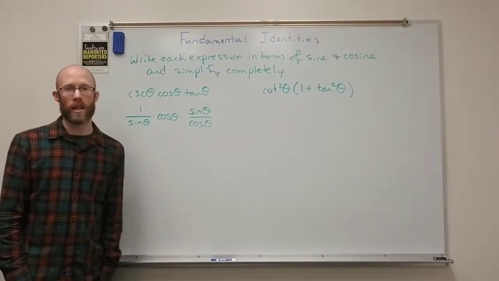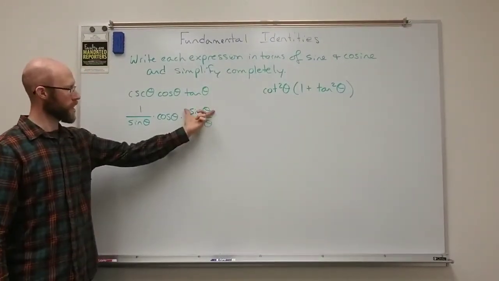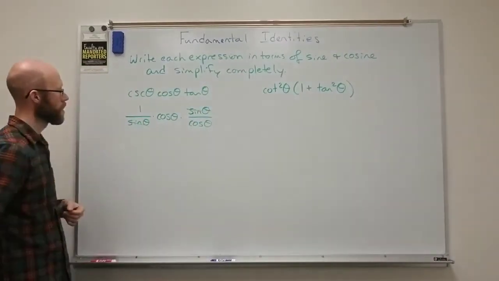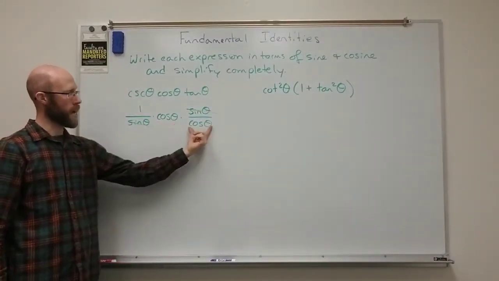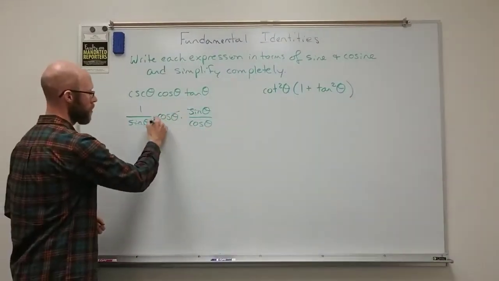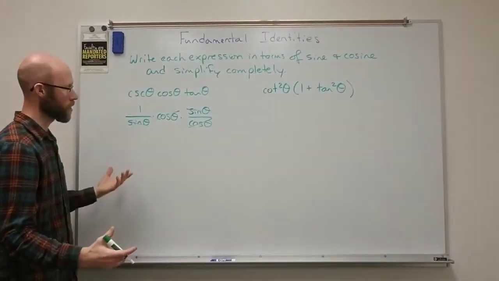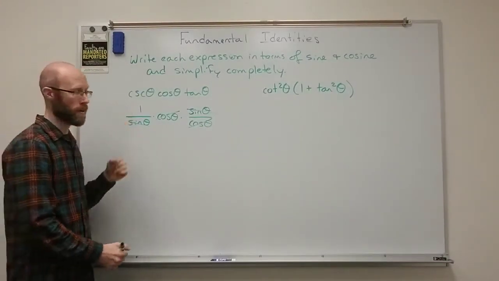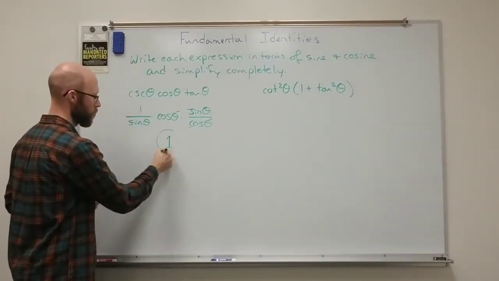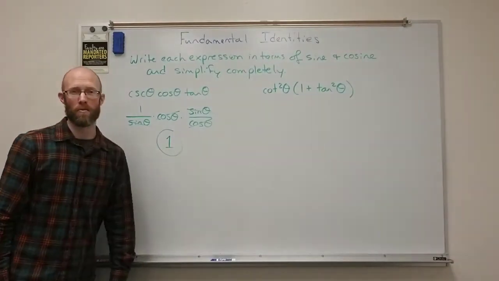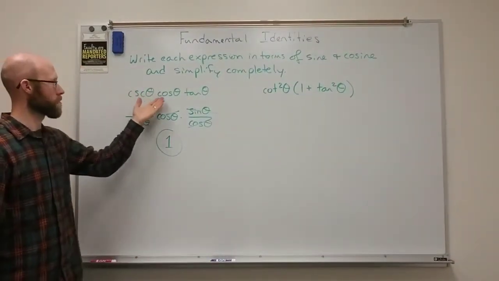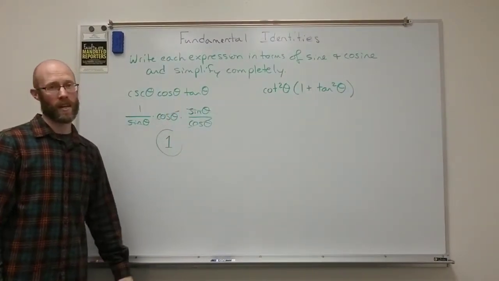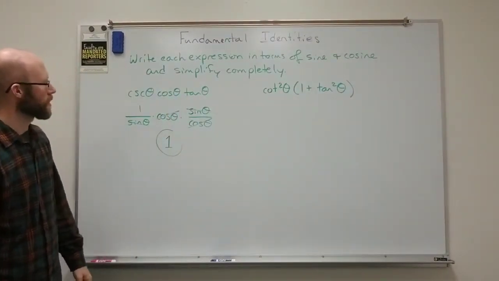And I can cancel any common factors. I've got a sine of theta on top and a sine of theta on the bottom. I could cancel those out. I also have a cosine of theta on top and one on the bottom. I could cancel those out. Interestingly, I've canceled everything out except the 1. There's always a 1, right? Answer is 1. That's a simplified form. So if you multiply cosecant times cosine times tangent, the product will equal 1. It's kind of interesting. I like that one.